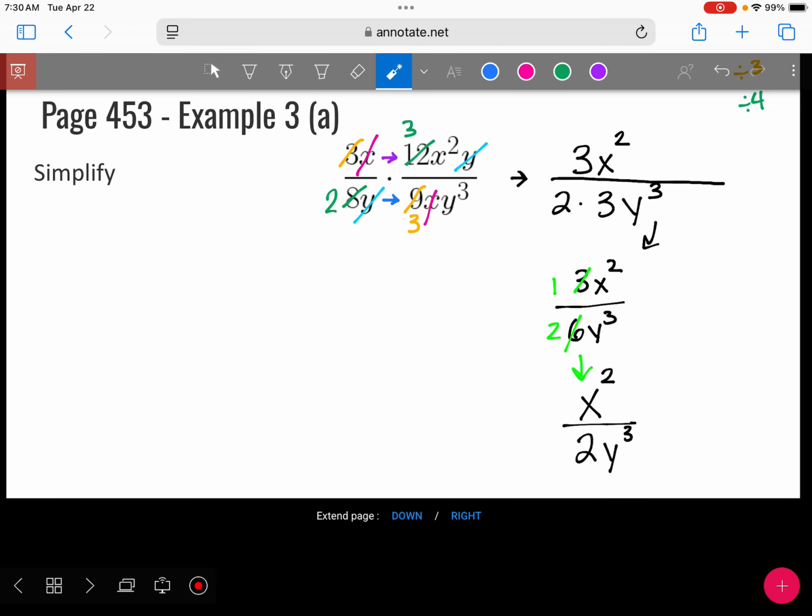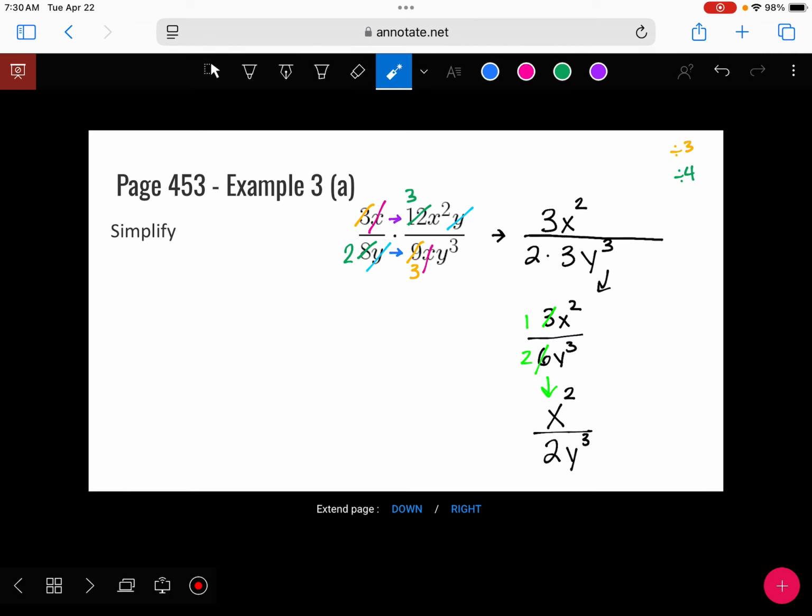We're going to know we're done when I cannot simplify the numbers any further and I don't have the same letter in 2 different places. So I don't have x's in the numerator and in the denominator. I don't have y's in the numerator and the denominator. I only have them in one spot. Okay. Questions on this one?